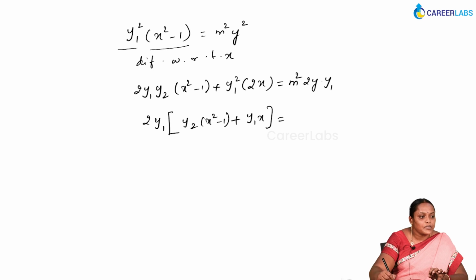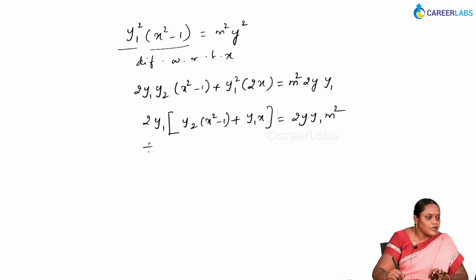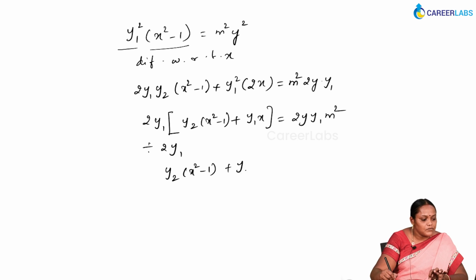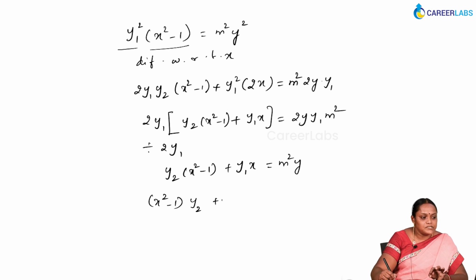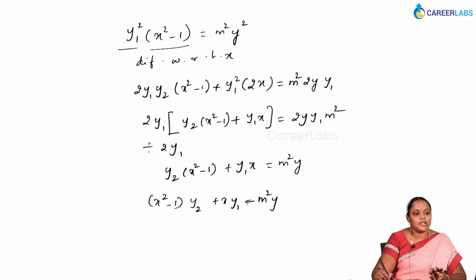And here also it is 2y1 m square. So if you divide this by 2 into y1, you will get y2 times of x square minus 1 plus y1 into x is equal to m square into y, as 2y1 will get cancelled. So I can rewrite this as x square minus 1 into y2 plus x into y1, and let me bring this m square over here. So this will be minus m square into y is equivalent to 0.